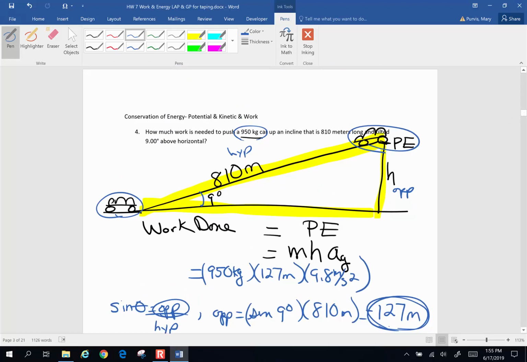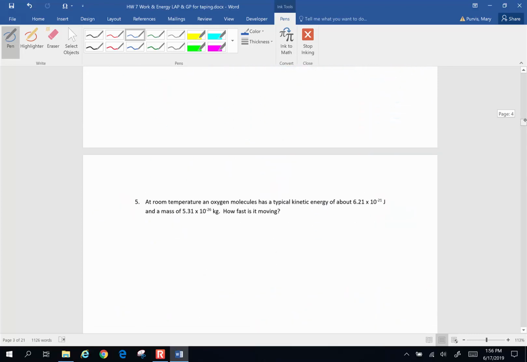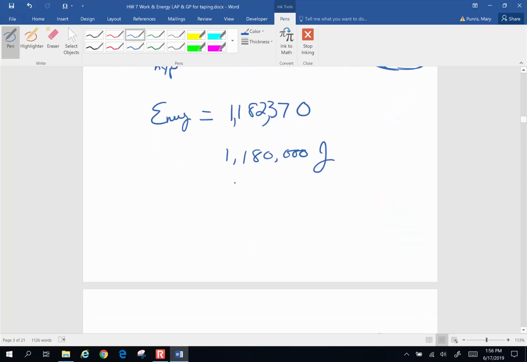Let's make sure that those energy units actually work. So I ended up with kilograms times meters, meters squared over seconds squared. So I end up with kilogram meters squared over seconds squared, which is a joule. And I'm just double checking that that's the same answer I got when I did this earlier. And another way of writing it is to say scientific notation, 1.18 times 10 to the sixth joules.